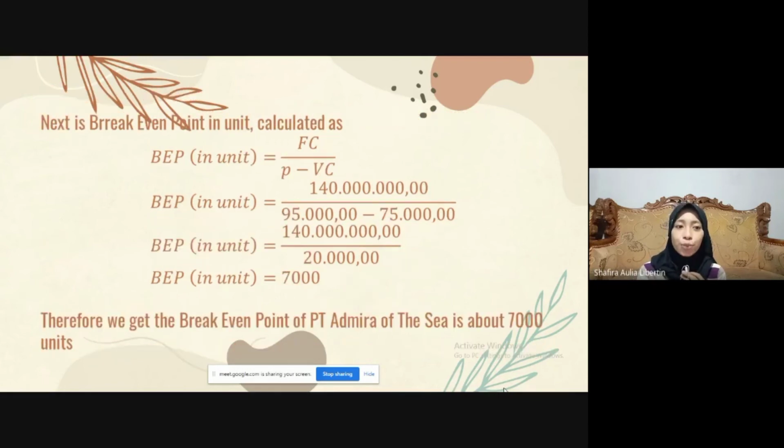And the next is break-even point in units. We calculate as before by using the formula fixed cost over price in selling minus variable cost, and we input the value, so we get the break-even point of PT Admira of the Sea is about 2,000 units.